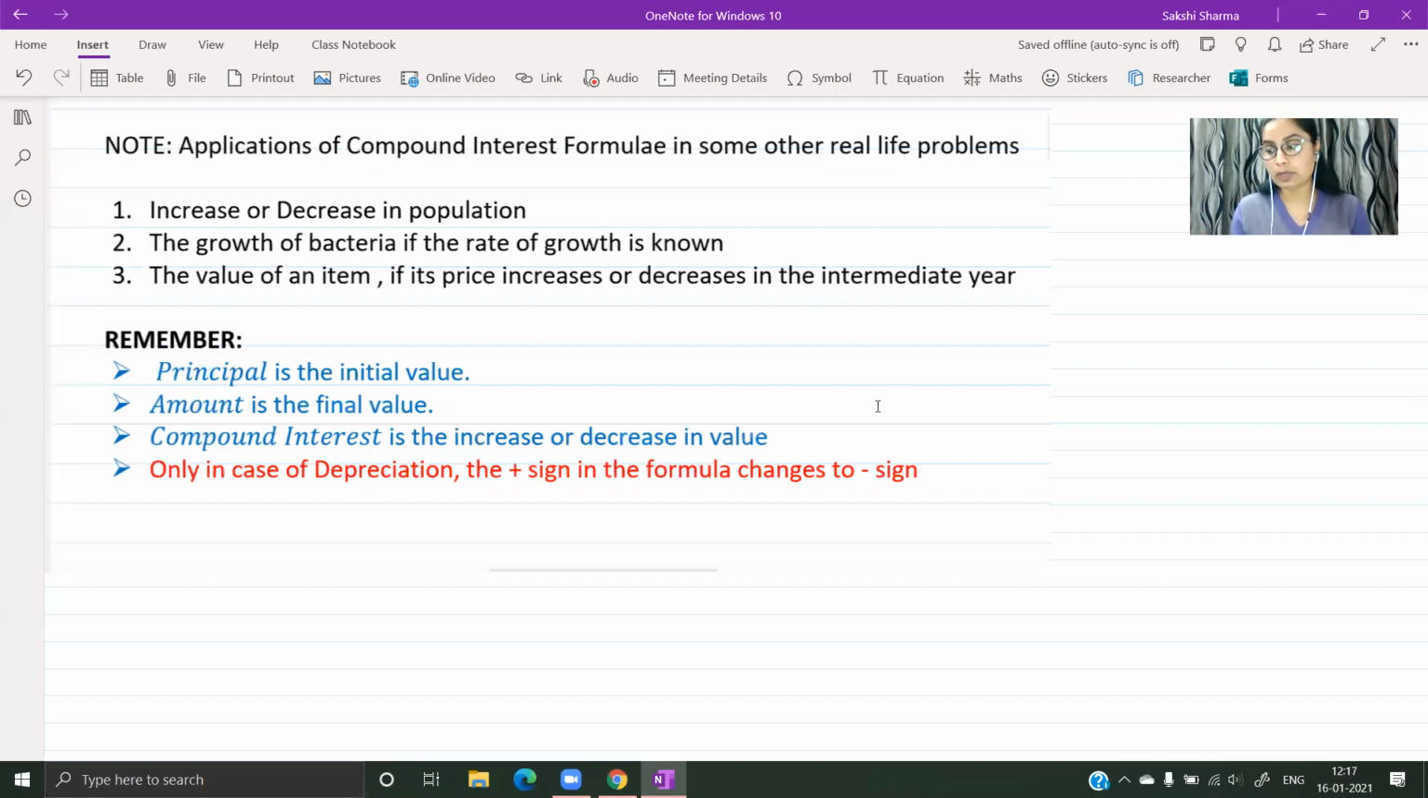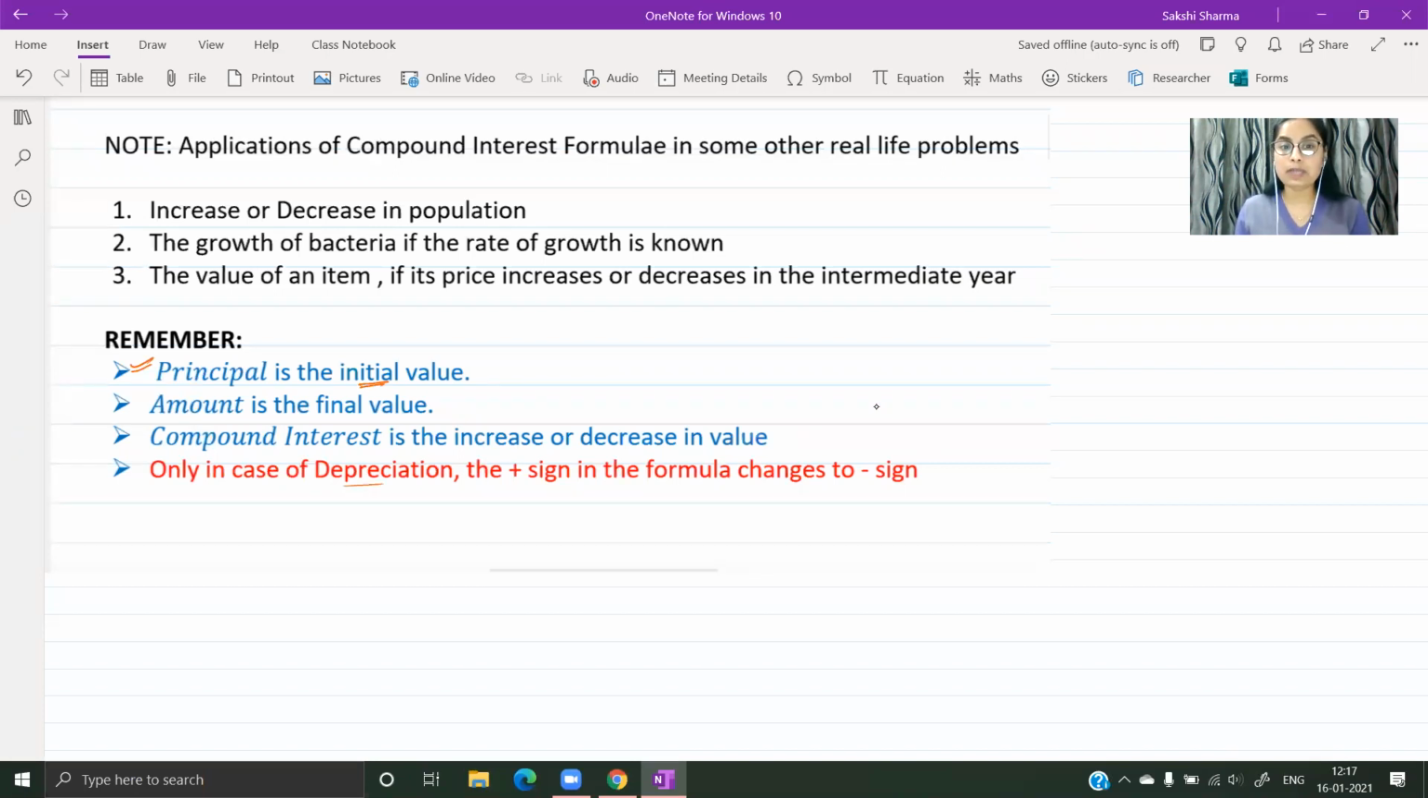for compound interest. Now there are a few things you want to remember. जो भी starting value होगी उसको हम principal बोलेंगे, चाहे value increase हो रही है चाहे decrease हो रही है, starting वाली value को, initial value को हमने principal बोलना है. जो final value होगी वो amount होगा, और in between जो change आया, कितना increase हुआ, कितना decrease हुआ, that is called your compound interest.